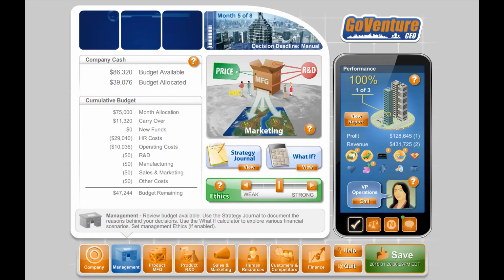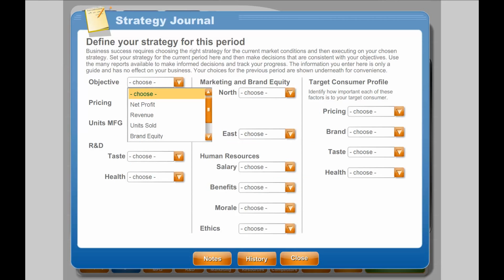The management screen also includes a strategy journal. The strategy journal is a good way to organize your thoughts and identify your plan. Some simulation managers will require you to keep a journal of your decisions. If the strategy journal is required, you will not be able to save your decisions until you have completed it. There are two parts to the strategy journal. The first is the strategy screen.